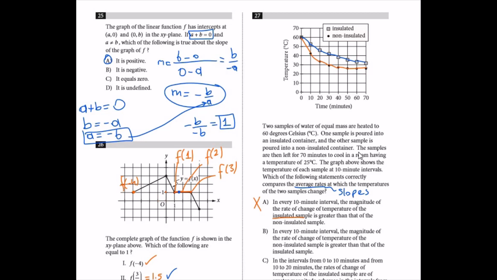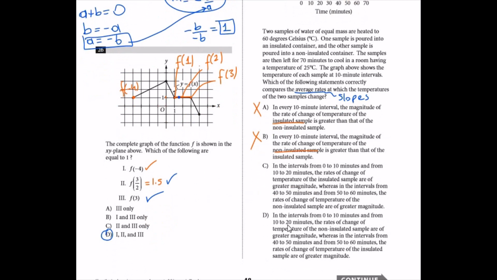B. In every 10-minute interval, the magnitude of the rate of change of temperature of the non-insulated sample is greater than that of the insulated sample. This time it says the opposite. It says non-insulated has greater magnitude than the insulated. Not all of the intervals. Here, yes. Here, maybe yes. But in the horizontal line here, this magnitude of change is greater. Blue line is greater than orange line. So this is opposing the idea. So B is not correct either.